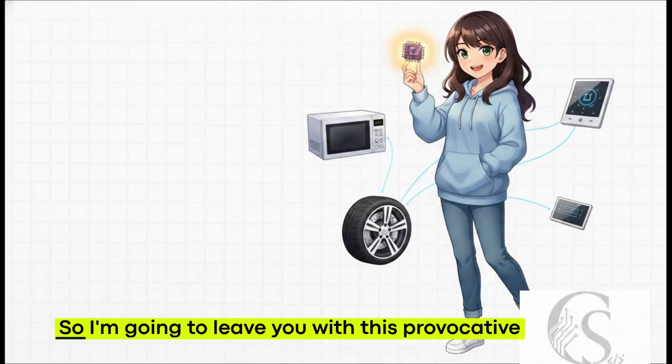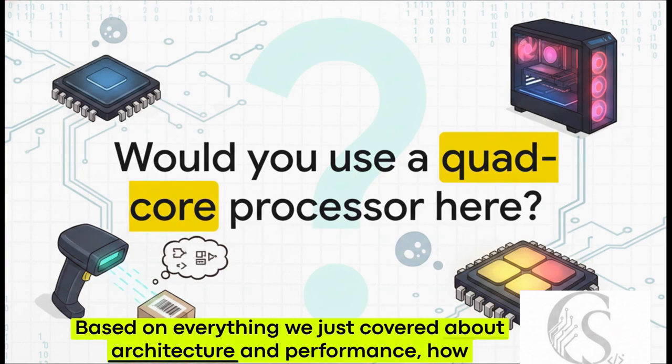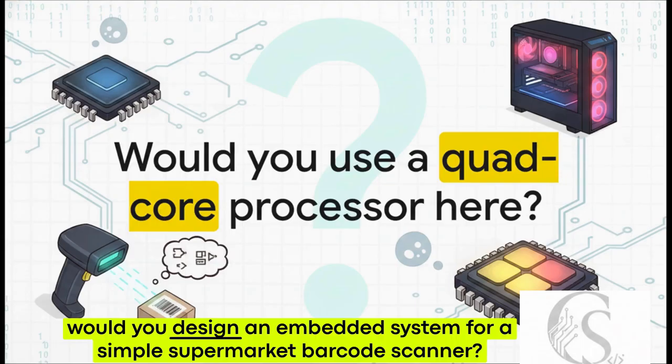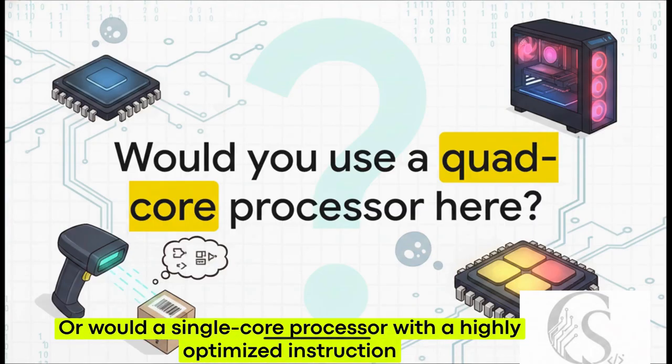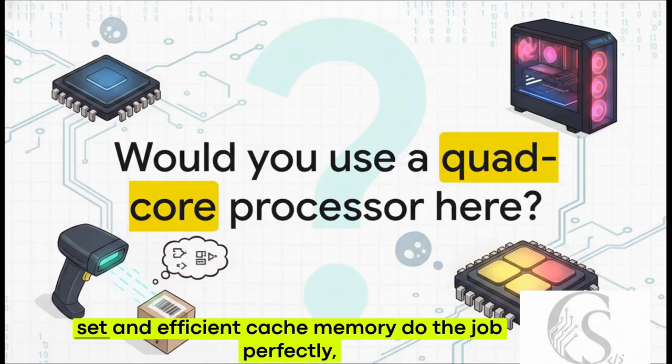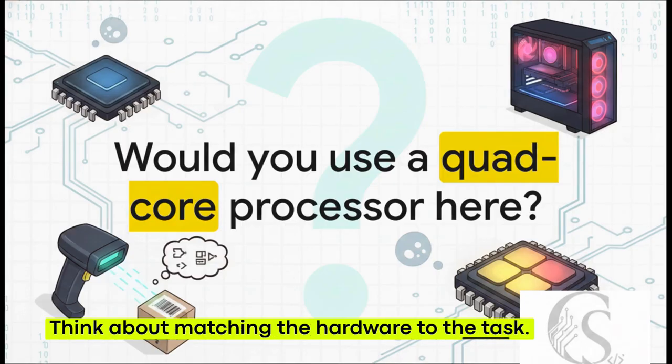So I'm going to leave you with this provocative thought to really test your understanding. Based on everything we just covered about architecture and performance, how would you design an embedded system for a simple supermarket barcode scanner? Do you really need a massive, expensive quad-core processor? Or would a single-core processor with a highly optimized instruction set and efficient cache memory do the job perfectly without wasting money or overheating? Think about matching the hardware to the task.